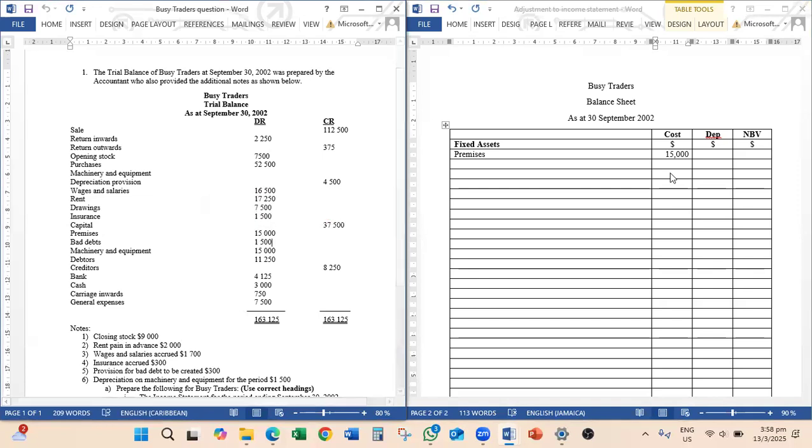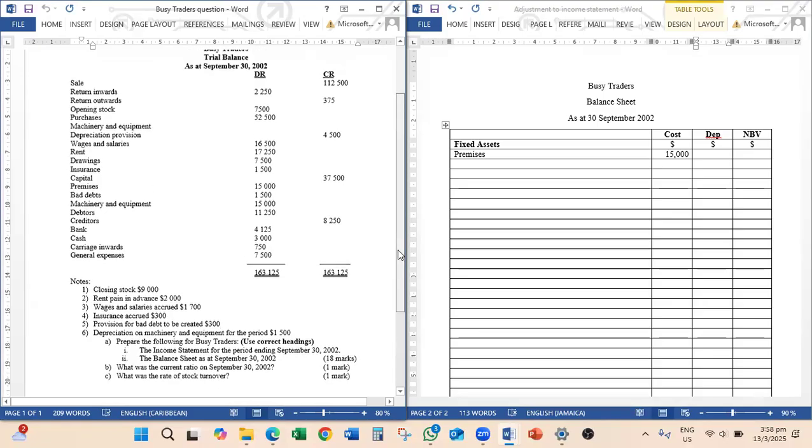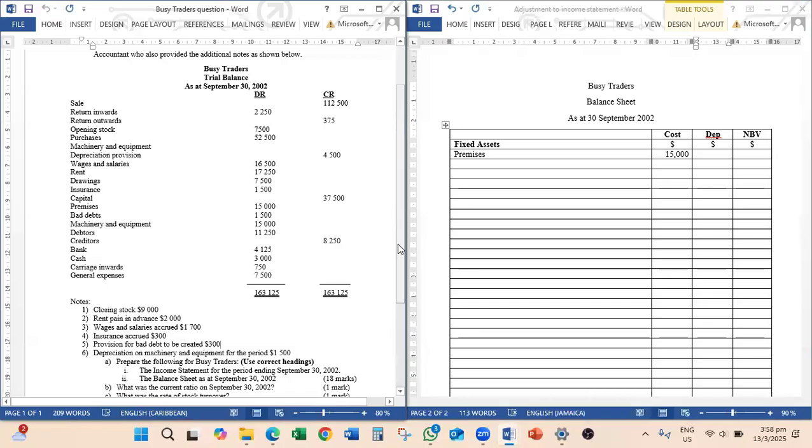We have to look to see if there is any depreciation for premises. You may say, sir, where would we find that? The depreciation for this year would be in the footnote. We didn't use any depreciation in the trading and profit and loss, so we would not have any for premises.